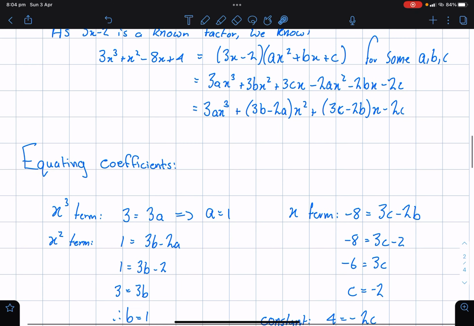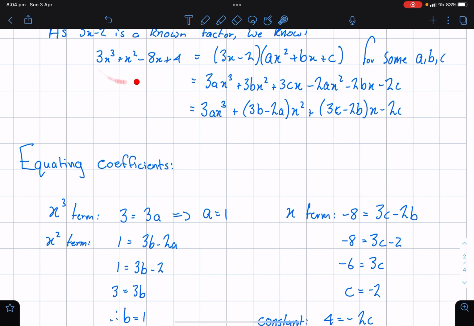So looking back at our original cubic polynomial, we can see that the coefficient for the x cubed term is 3. So we write that on the left-hand side. And that is equal to the coefficient of the x cubed term on the right-hand side, which is 3a. If we solve that for a, we know a is equal to 3 divided by 3, which equals 1. All right, so a equals 1.